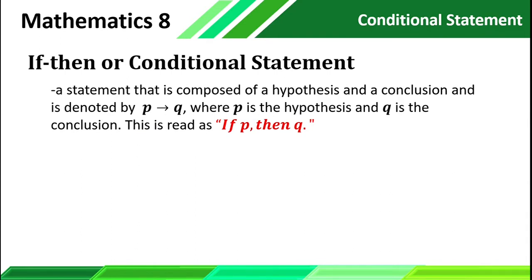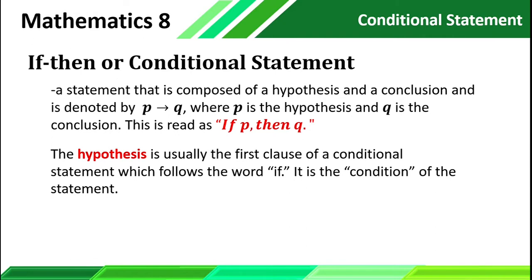If-then or conditional statement is a statement that is composed of a hypothesis and a conclusion and is denoted by P implies Q, where P is the hypothesis and Q is the conclusion. This is read as if P, then Q. The hypothesis is usually the first clause of a conditional statement which follows the word if. When we say hypothesis, it is the condition of the statement.